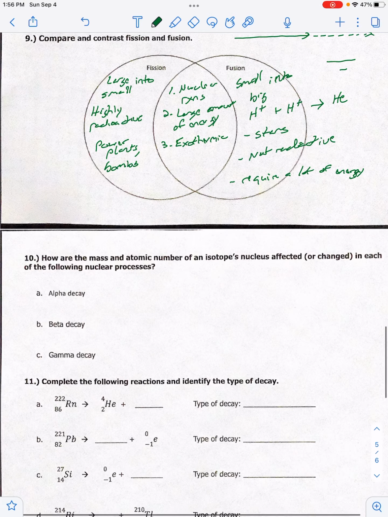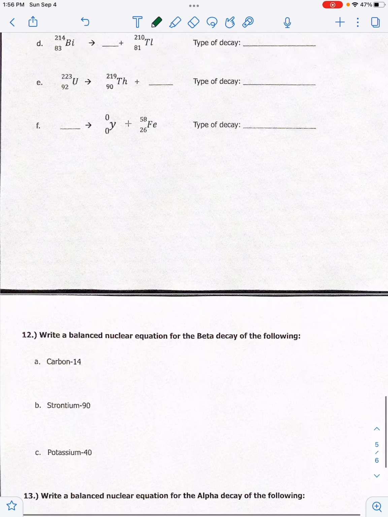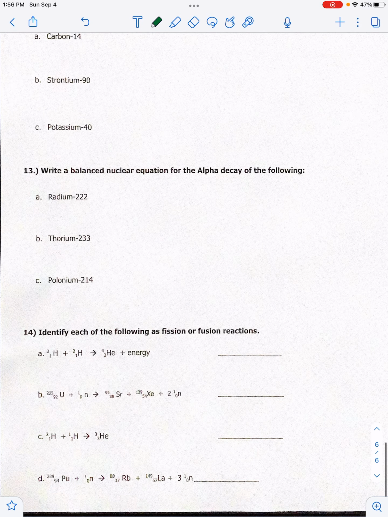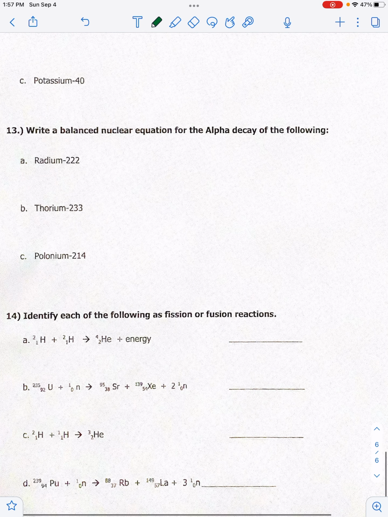We'll do some examples real quick. I'm going to scroll down to the bottom so we can keep talking on fission and fusion. If you look at 14, it says identify each of the following as fission or fusion reactions. If I have a hydrogen and a hydrogen coming together to make helium and produce energy, this has to be a fusion. Anything coming together to make something bigger is going to be fusion, and it has to be hydrogens and heliums. If you see a carbon in there anywhere, that is neither.